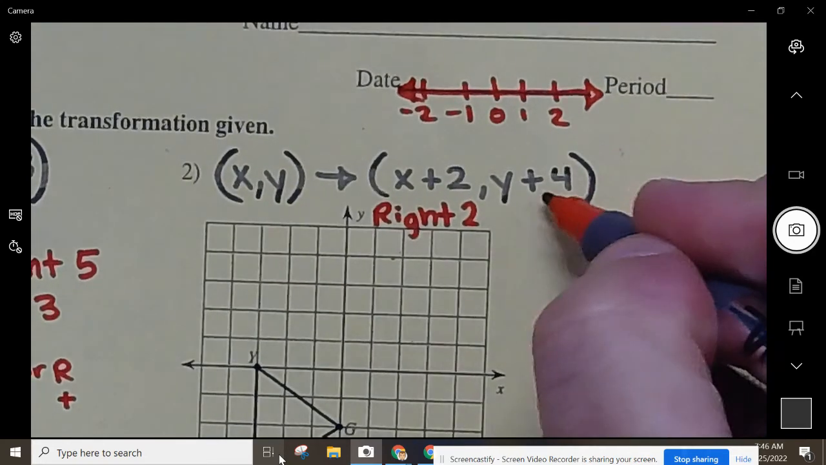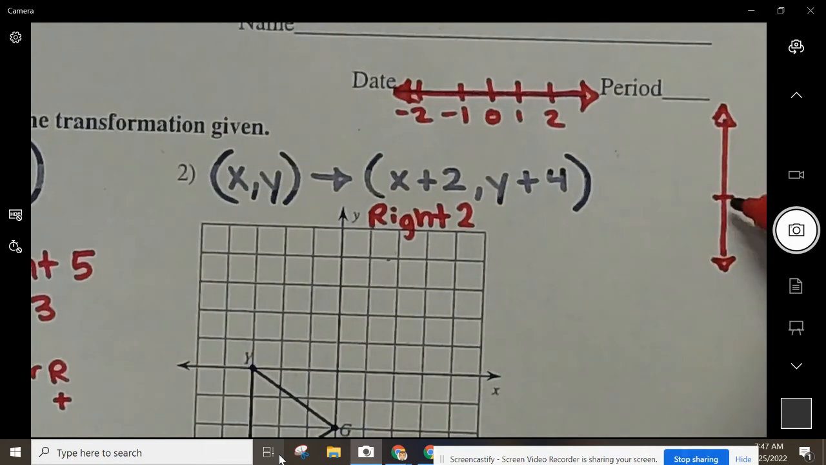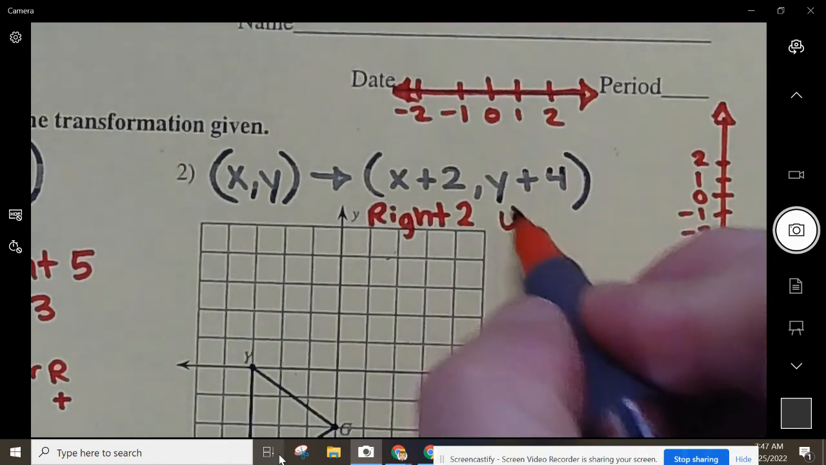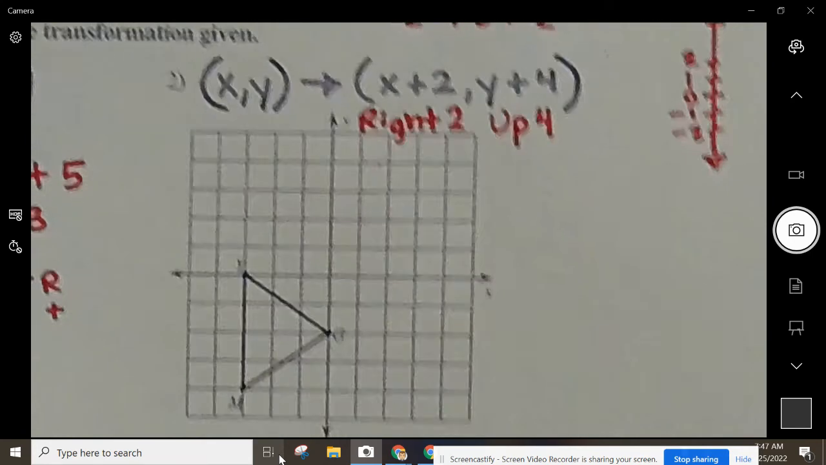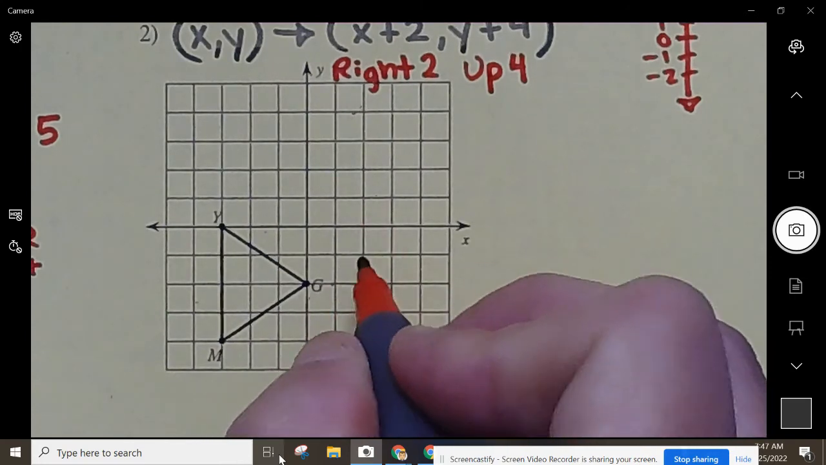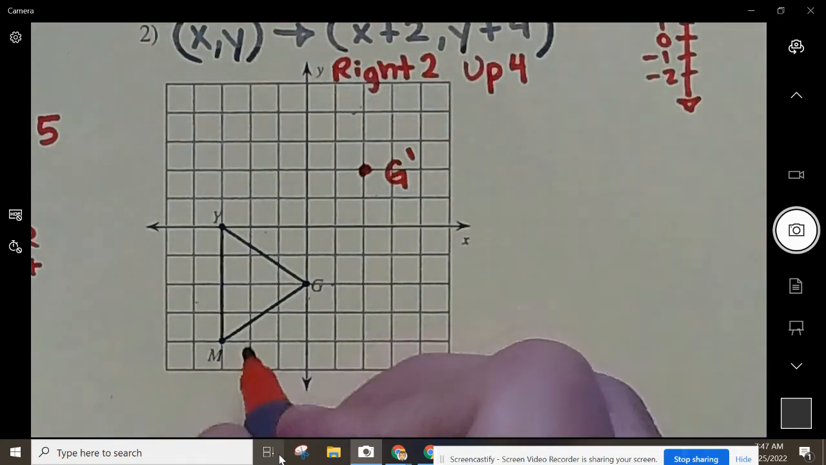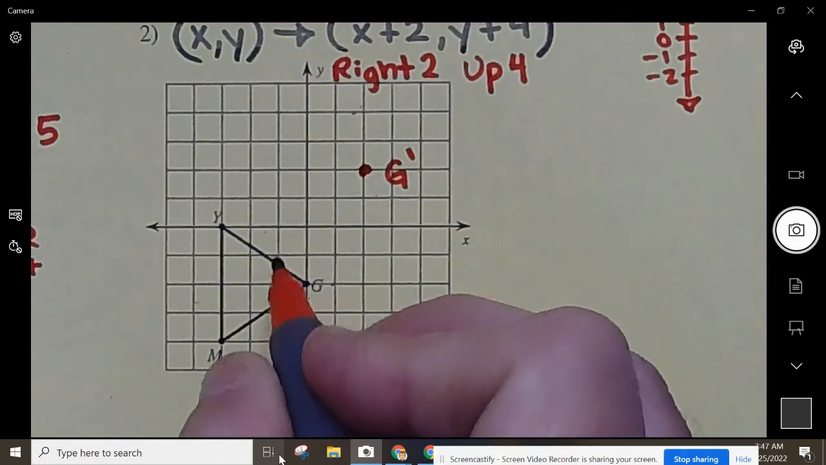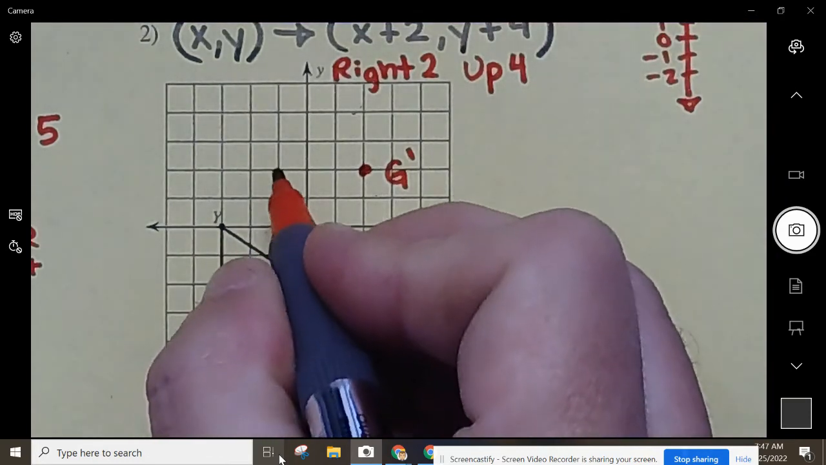And then y plus 4, the y-axis goes up or down, right? And 0's here. It's pretty simple. Up goes positive, down goes negative. So y plus 4 means up 4. Okay? So you're going to go right 2, up 4. Right 2, 1, 2, and then up 4. 1, 2, 3, 4. Why don't you guys finish this one for me?